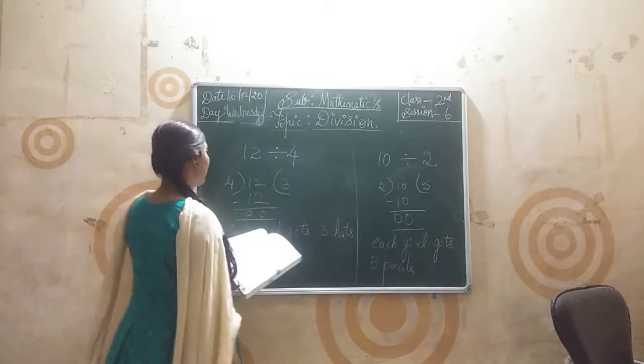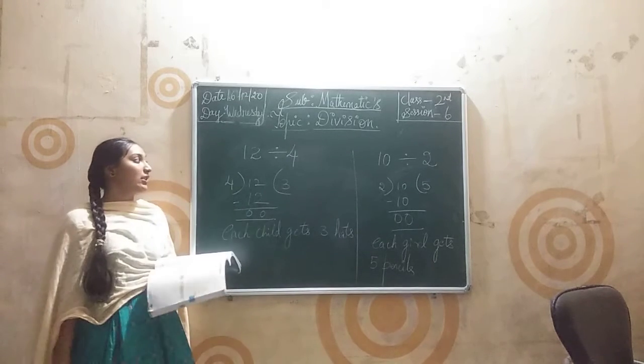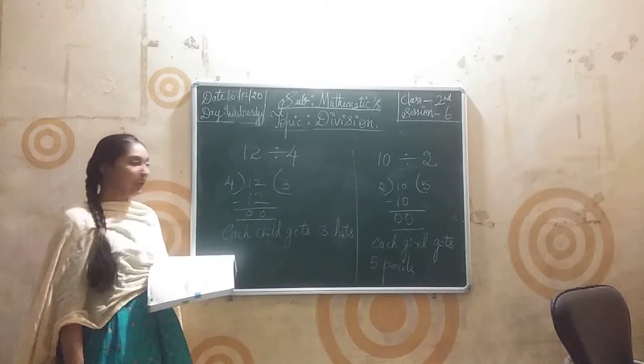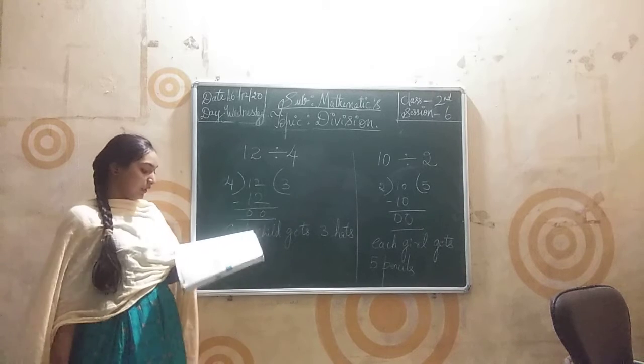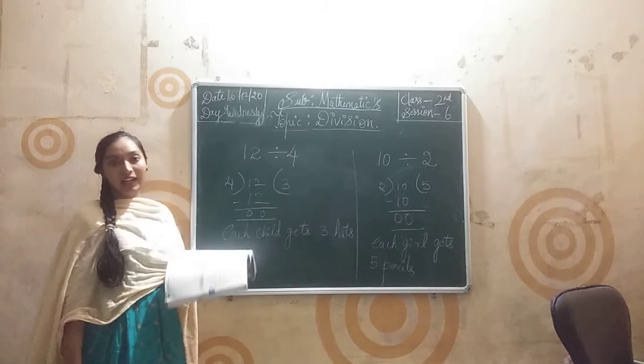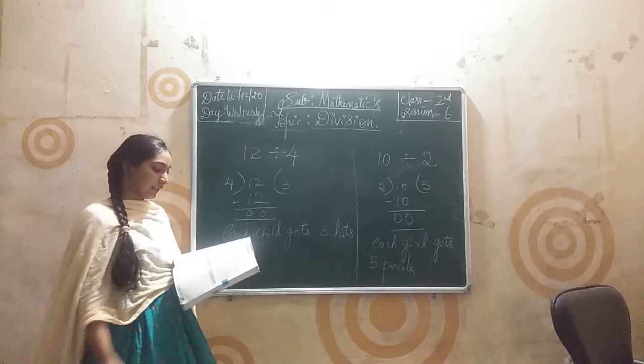Okay, so that means 12 divided by 4 is equal to 3. 3 fours are 12. So that's it. Each child gets 3 hats.